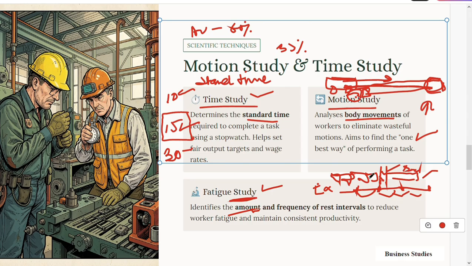So this is called fatigue study, under which Mr. F.W. Taylor studied how much the rest interval should be and what the frequency should be, to reduce the workers' fatigue and maintain consistent productivity. Because if you get tired, your productivity will go down, but if you rejuvenate yourself after a period or a break, then again you will produce the same quantity. So this is called fatigue study, right?